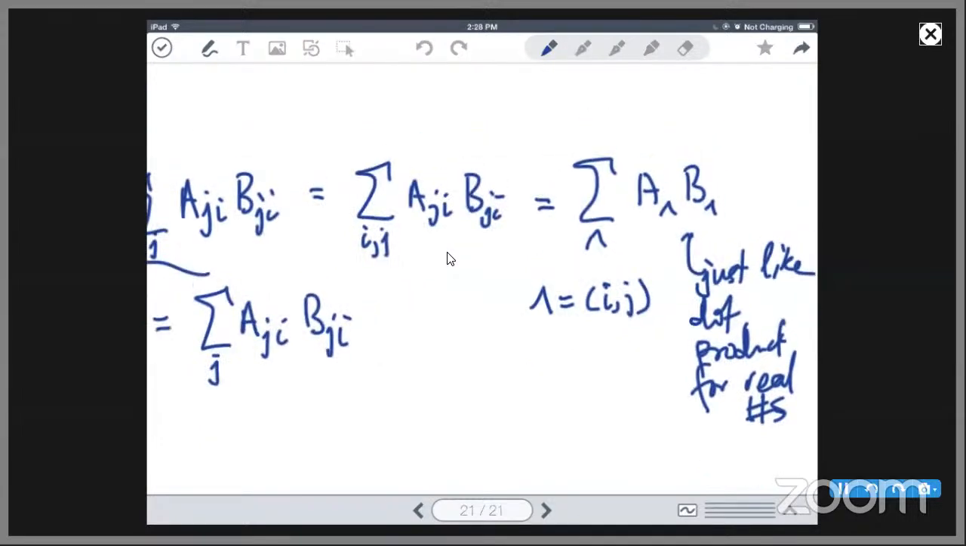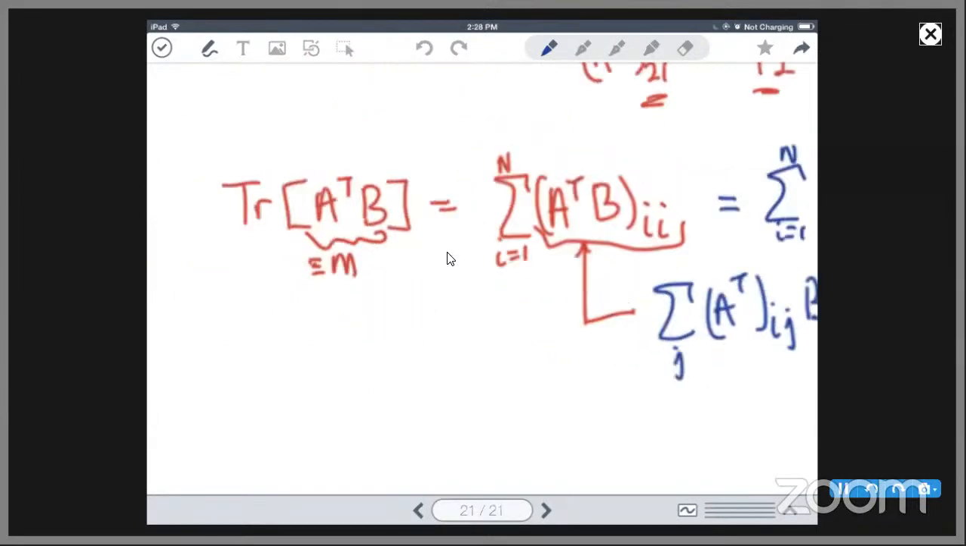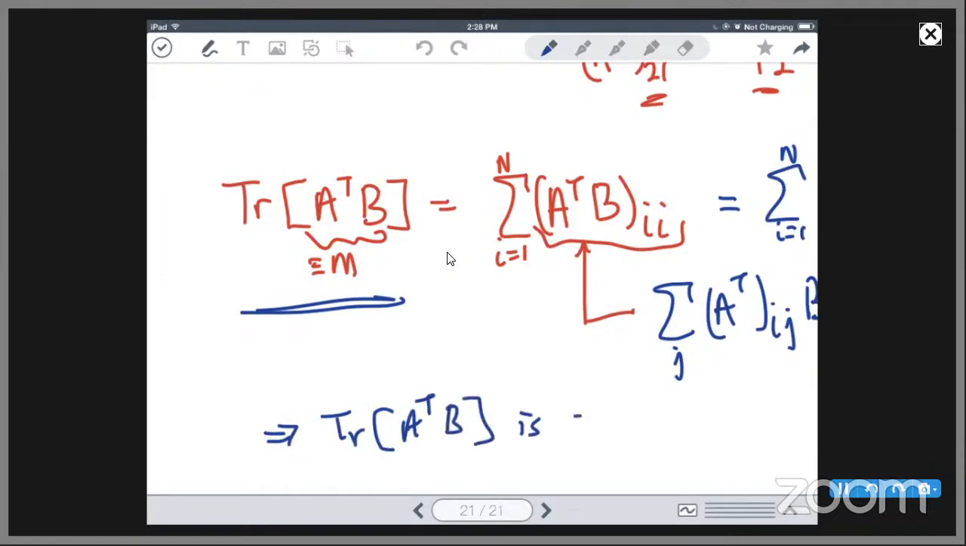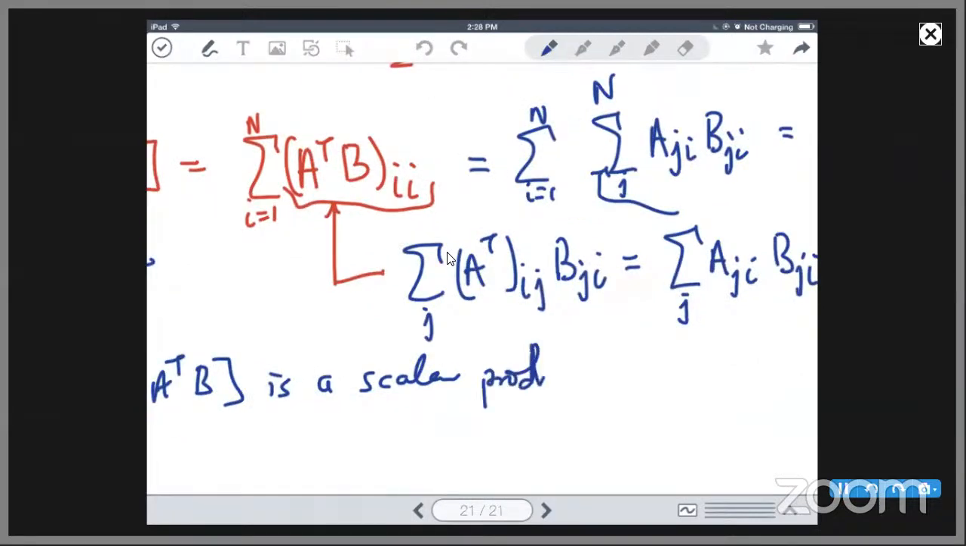And in the first exercise, we already showed this is a scalar product if the elements are real. So you can just use the proof of that to show that this trace is a dot product for real elements.